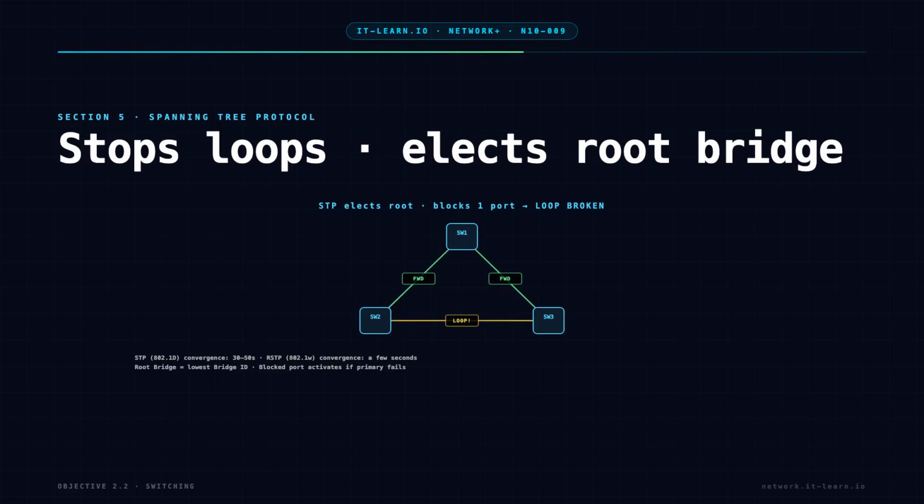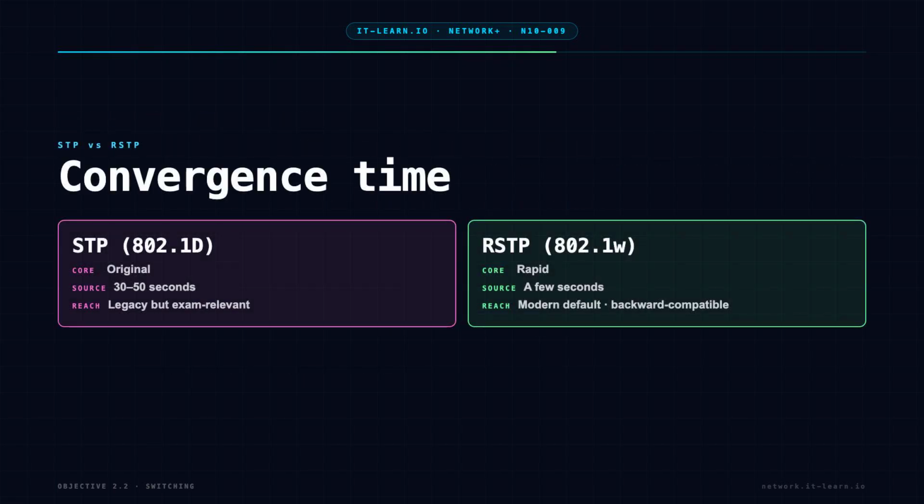The original STP, defined in IEEE 802.1d, could take 30 to 50 seconds to converge after a topology change. Rapid Spanning Tree Protocol, or RSTP, defined in IEEE 802.1w, significantly reduces convergence time to a few seconds. RSTP is backward compatible with STP and is the recommended version for modern networks.